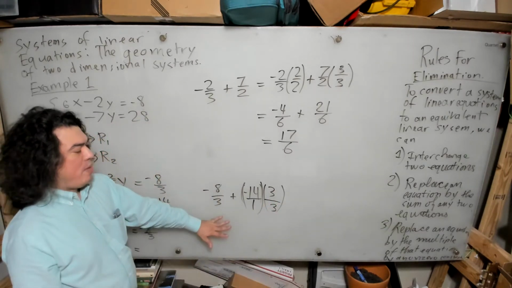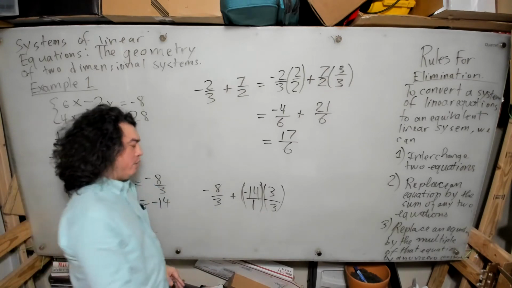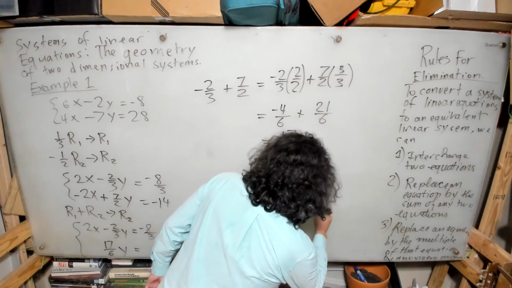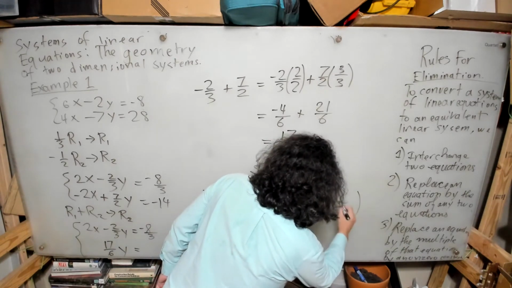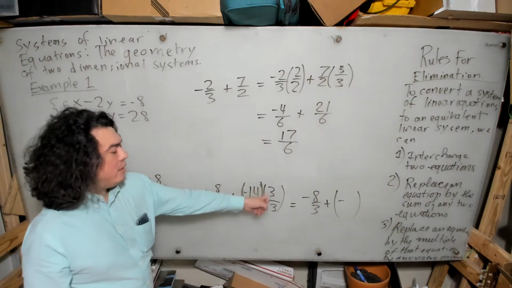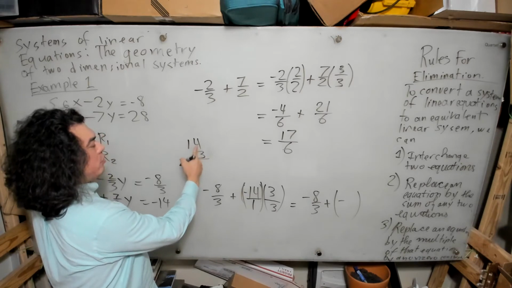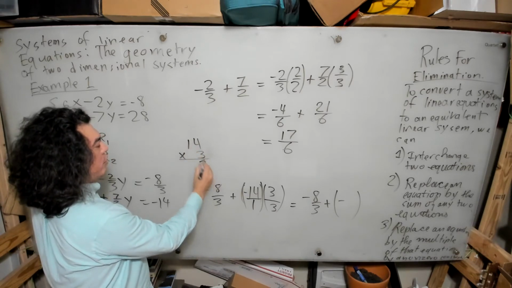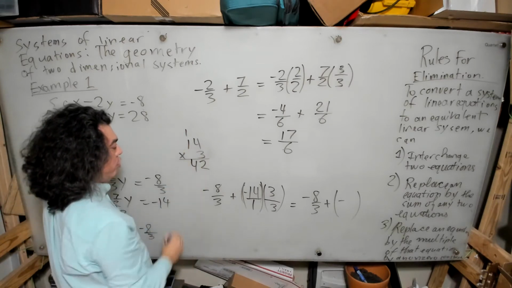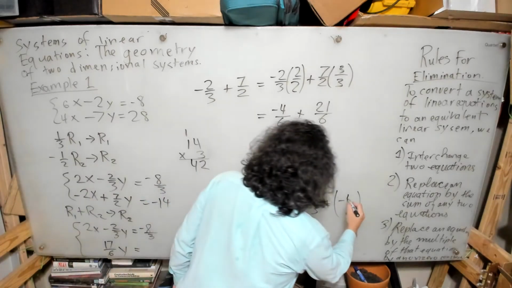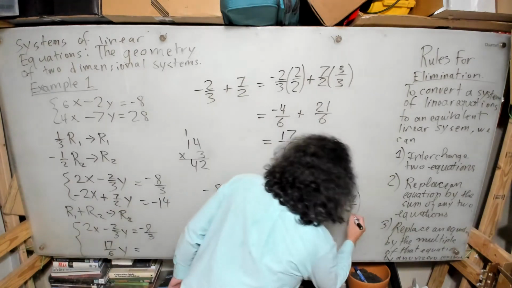Now I'm going to add these two. First, before I add them, I'm going to simplify this right-hand side. So I'm going to get negative 8 over 3 plus negative 14 times 3. Let's do that together. 4 times 3 is 12. So I bring down my 2 and I carry my 1. 3 times 1 is 3, plus 1 is 4, so it's 42. So I get negative 42 over 1 times 3 is 3.